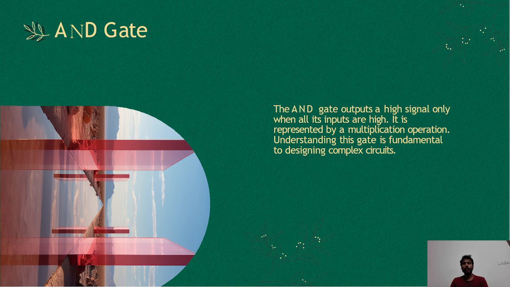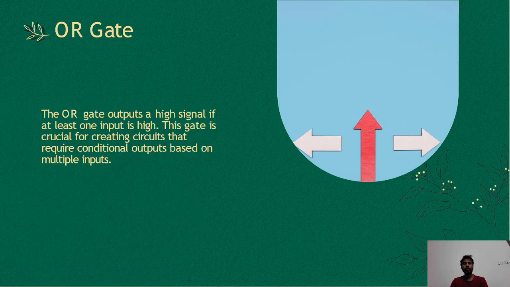AND gate. The AND gate outputs a high signal only when all its inputs are high. It is represented by a multiplication operation. Understanding this gate is fundamental to designing complex circuits. OR gate. The OR gate outputs a high signal if at least one input is high. This gate is crucial for creating circuits that require conditional outputs based on multiple inputs.